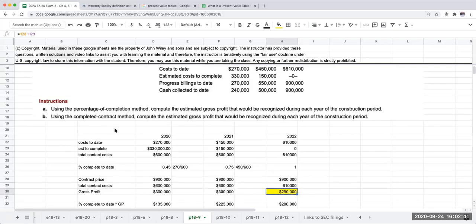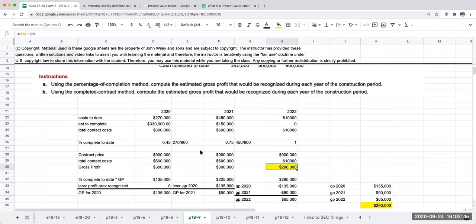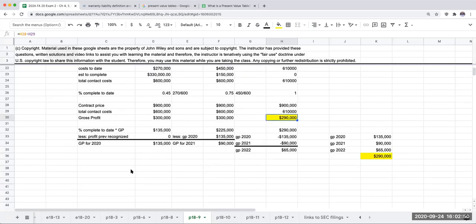The next one here is under completed contract. What would be the estimated amount that we recognize? Well, guess what? 2020 and 2021, both zero. Why is it both zero? Because under completed contract, we do not recognize anything until we complete the contract. However, if we are at a loss, we will recognize that.